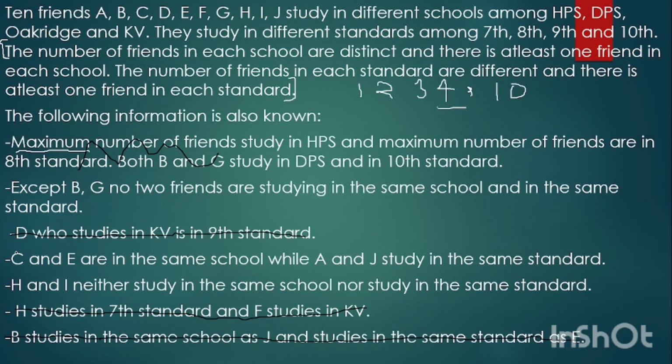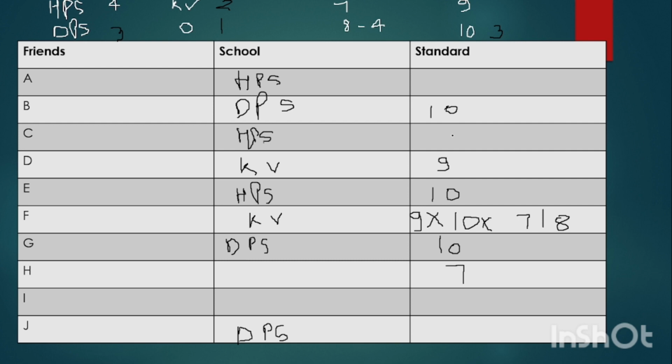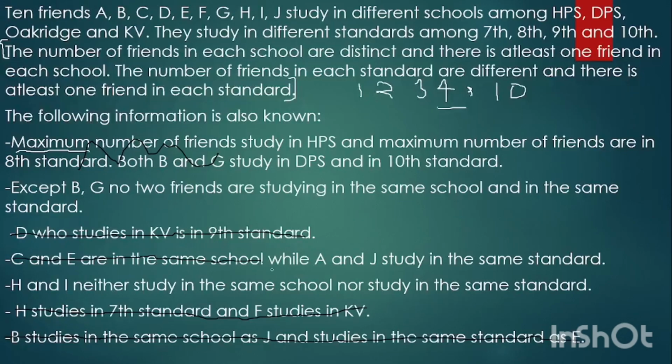C and E are in the same school, while A and J study in the same standard. Now see, for A and J, I am having the values. I can put 8 over here, 8 here, and 8 here. Now, I don't know the value which will be put over here, but I'll try first to take all the information over here.